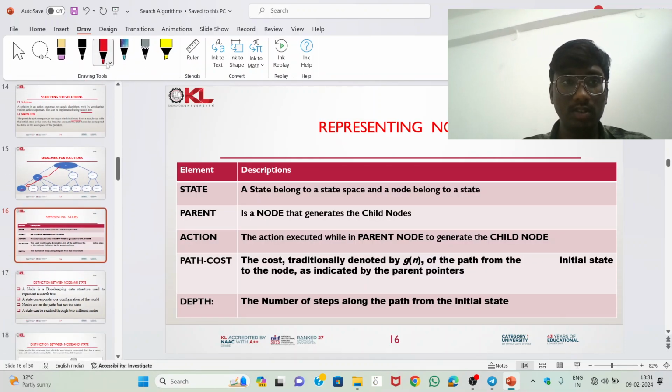Representing the nodes. State: a state belongs to a state space, and a node belongs to a state. Parent: it generates the child nodes. Action: the action executed in the parent node to generate the child nodes. Path cost: the cost from node to node is called path cost. Depth: the number of steps along the path from the initial state is called depth.